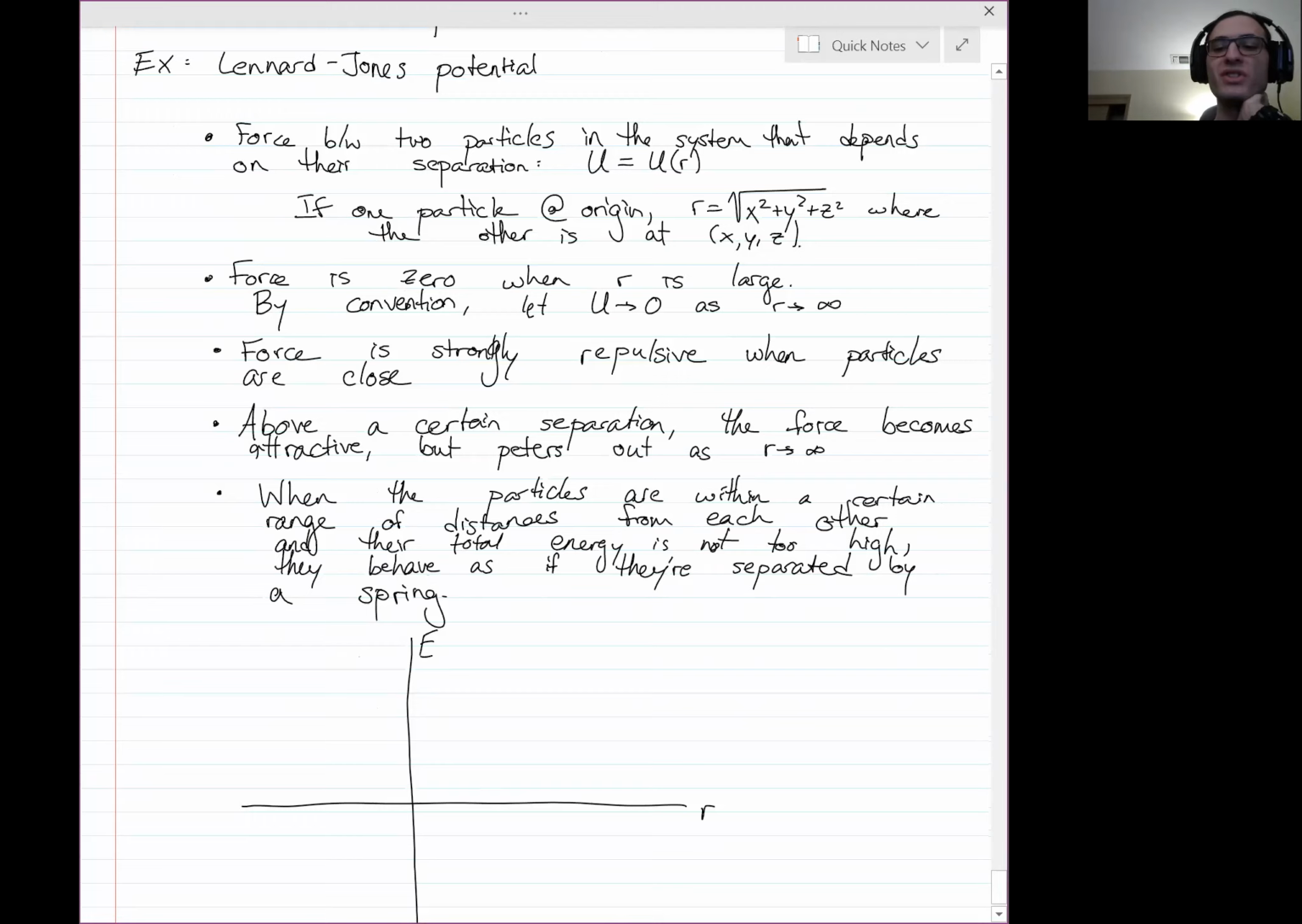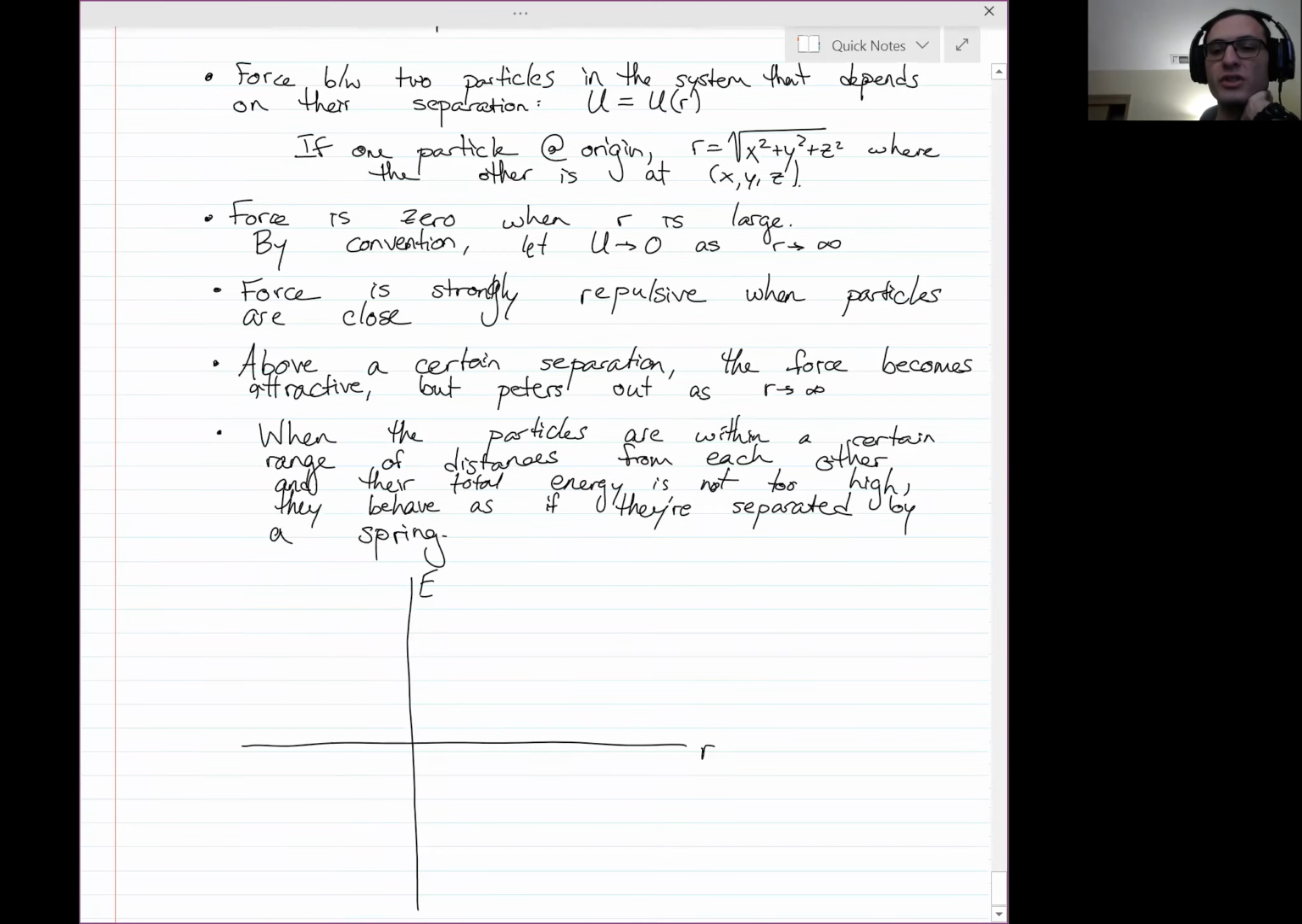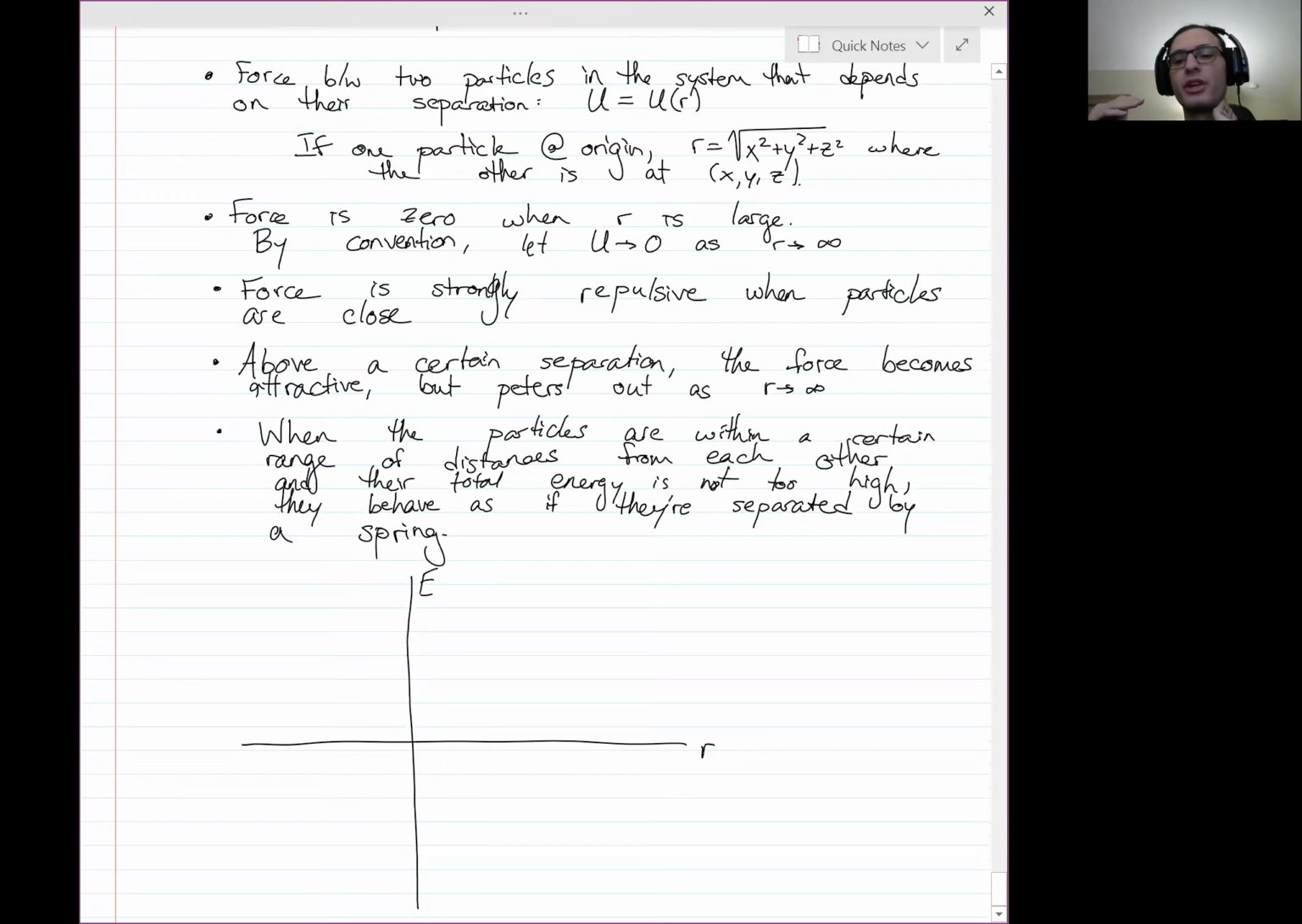So the force is 0 when r is large. What does that mean? We know that the force is the negative derivative of the potential energy. So the slope of this graph should approach 0 as r goes to infinity. So we should have a flat bit. Maybe it's sloping down or sloping up, but there should be something approaching flat as r gets large.